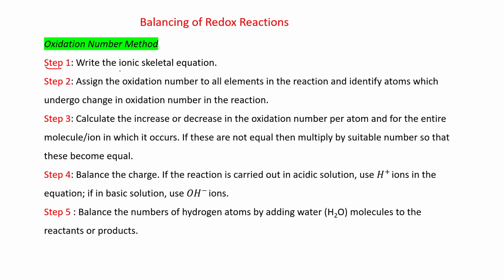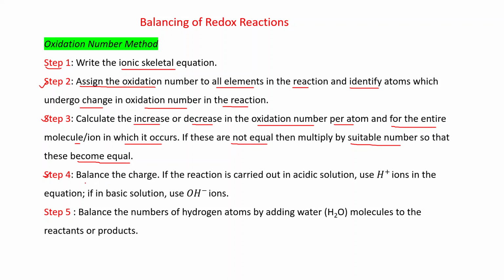Step 1. Write the ionic skeletal equation. Step 2. Assign the oxidation number to all elements in the reaction and identify atoms which undergo change in oxidation number in the reaction. Step 3. Calculate the increase or decrease in oxidation number per atom and for the entire molecule or ion in which it occurs. If these are not equal, then multiply by a suitable number so that these become equal.